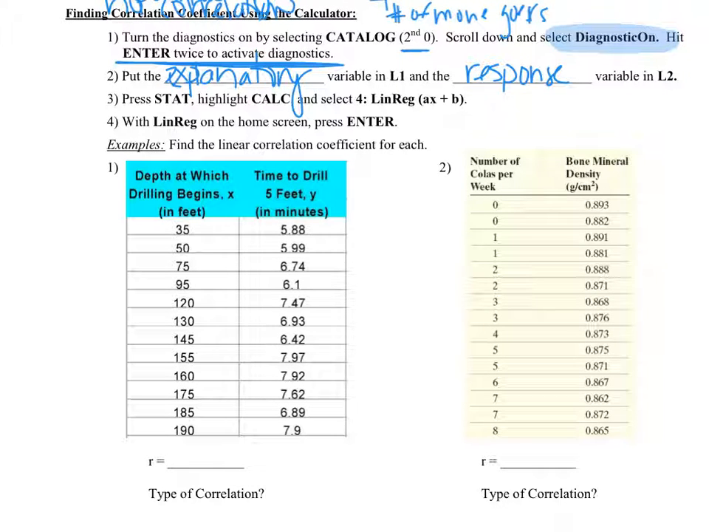So taking a look at the example, depth at which drilling begins, that's L1. Time to drill in feet, that's L2. Like I said, 95% of the time, L1 is going to be that first column, but just double check that it makes sense. So go ahead, take a moment, type all this data into your L1 and L2.